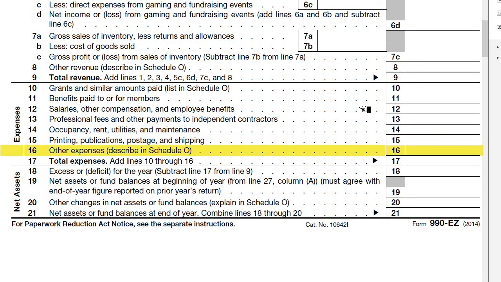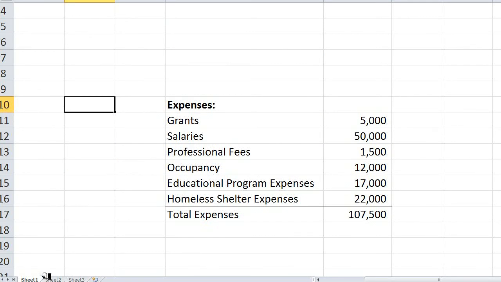Line 16, other expenses. Well, anything that doesn't go on lines 10 through 15 is basically going to go on line 16. It could be depreciation related to a printer or computer, insurance, interest, travel expenses, conferences, meetings, that sort of thing.